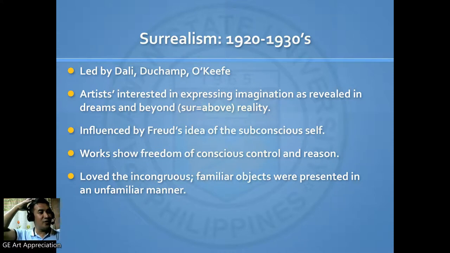The subconscious, what is hidden here, our repressed emotions, our wishes, unfulfilled wishes hidden in our mind, in our brain. Sometimes they are just there, so that's why it is repressed. And sometimes it reveals itself in our dreams. These artists, like Dali, Duchamp, O'Keeffe, what they dreamed, they will express it through paintings. That's why it is surrealism.